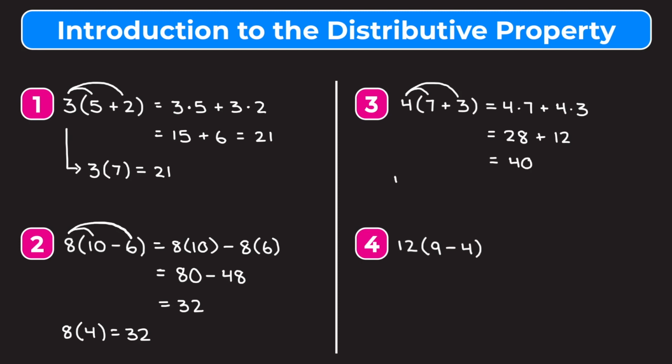And just to show you guys that this works, if we use PEMDAS, instead of 7 plus 3, we can just add 7 and 3 to get 10. So we really have 4 times 10, which is 40. So we have 40 either way.